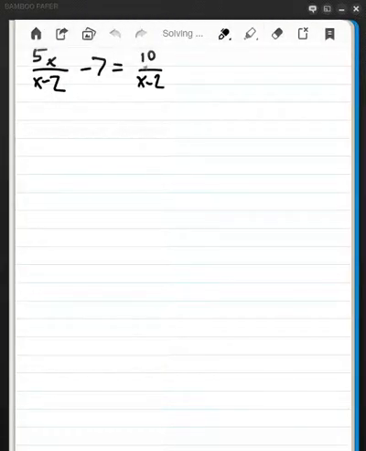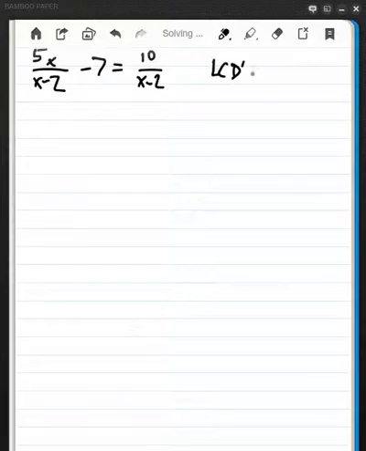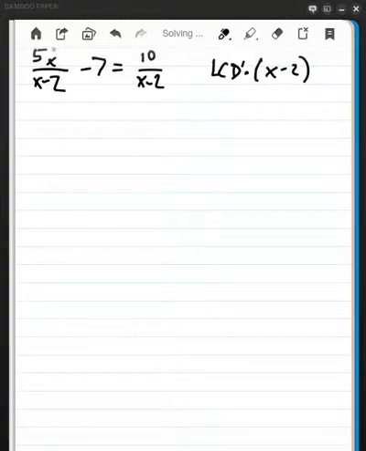It's a rational equation. This time there's two fractions, but the denominators are the same. So the LCD, because the denominators are the same, is just going to be what that denominator is, x minus 2. We're going to multiply everything by x minus 2. When I multiply this fraction by x minus 2, the x minus 2 on the top will reduce with the x minus 2 already in the denominator, because they're the same factor, leaving me with just 5x.